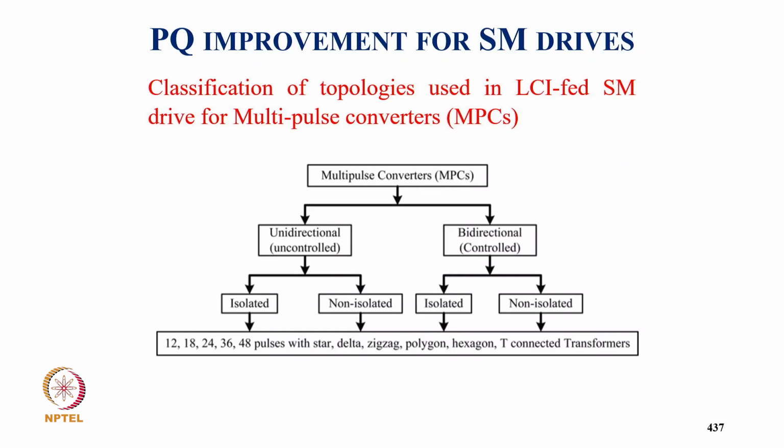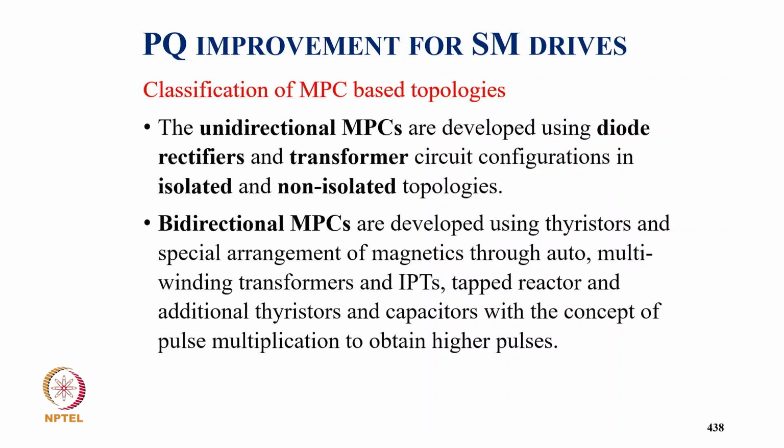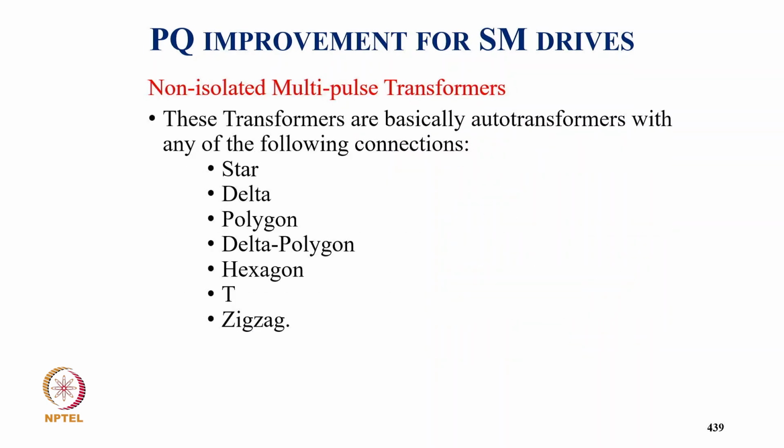And this is the classification of topology. Multipulse converters are unidirectional, like isolated and non-isolated, and bidirectional, like isolated and non-isolated, with different pulses like 12, 18, 24, 36, 48 pulses, with star, delta, zigzag, polygon, hexagon, T-connected transformers. So now in this classification, the unidirectional multipulse converters are developed using diode rectifiers and transformers. Circuit configurations in isolated, non-isolated, and bidirectional multipulse converters are developed using thyristors, spatial arrangement of magnetics through auto and multi-winding transformers and interface transformer, tap reactor, and additional thyristor and capacitor with the concept of multiplication to obtain a higher number of pulses. So for non-isolated multipulse converters, these transformers are basically autotransformers with any one of the polygon, star, delta, hexagon, T, and zigzag.